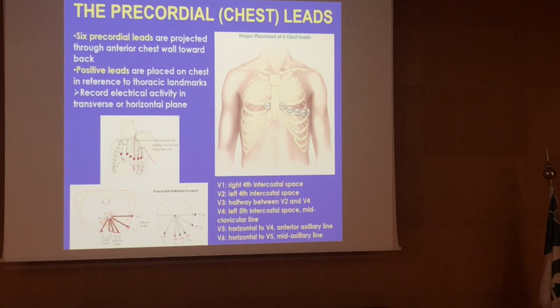Chest lead is much easier. Chest lead, we place them on the chest, but it's important to recognize the location. So V1 in the fourth intercostal space to the right. So we count second, third, and fourth, and we put it in the fourth just to the right of the sternum. V2 is the opposite, so on the left side, but in the fourth intercostal space. V4 is in the fifth intercostal space, so we move one space down in the mid-clavicular line.